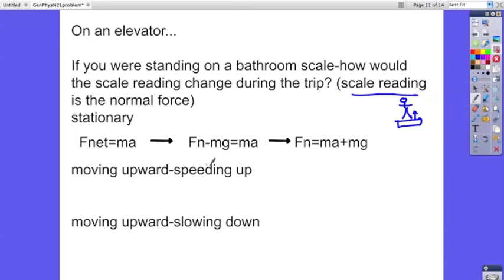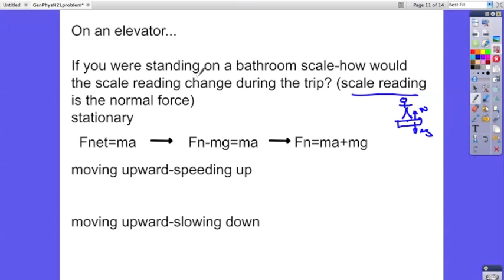So if you're moving upward, speeding up, well, let's look at how Newton's second law would help us solve this problem. F net equals ma. I just wrote Newton's second law. And I filled in, replaced F net with the two forces that are acting. So here you are on the elevator. You have a normal force up, and you have the gravitational force down, right? So these two forces equal ma.